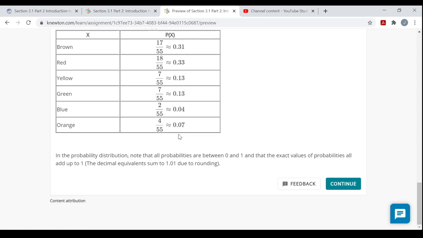Another thing: probabilities are between 0 and 1 only. You've seen this earlier. So you're not going to see probabilities greater than 1, and you're not going to see probabilities that are negative, less than 0. And one more time, in a proper probability distribution, the sum of all the probabilities is going to be 1, or 100%.